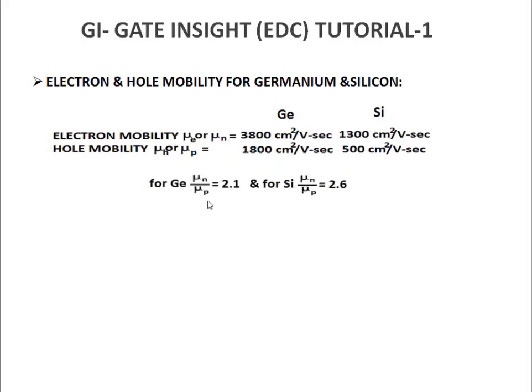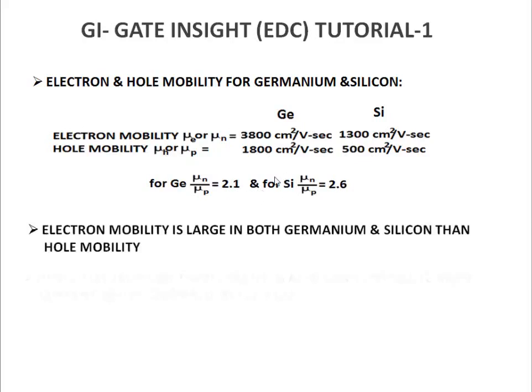For germanium, if we divide the electron mobility by the hole mobility, we get the ratio as 2.1. You can find this by dividing 3800 by 1800. For silicon, if you divide the electron mobility by the hole mobility, you get 2.6. You can divide 1300 by 500 to get 2.6. This topic is important because they are directly going to ask the value in the examination.